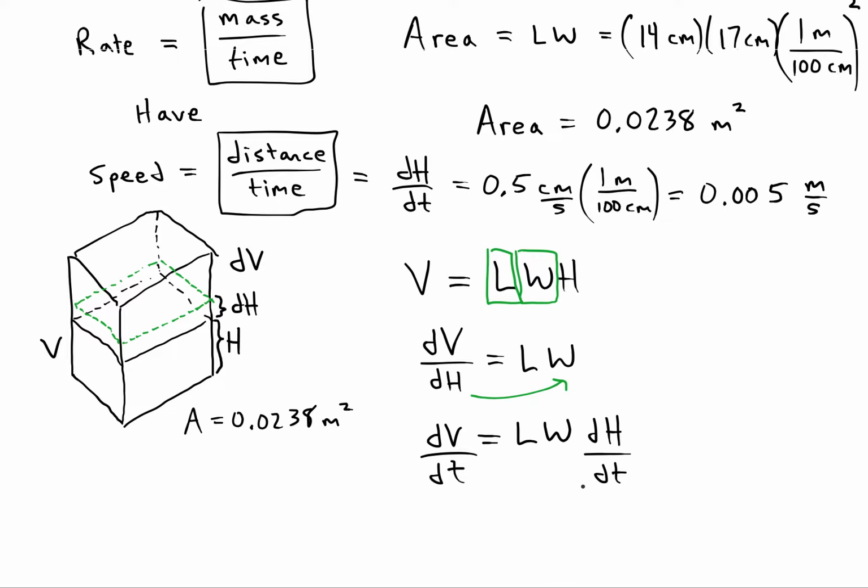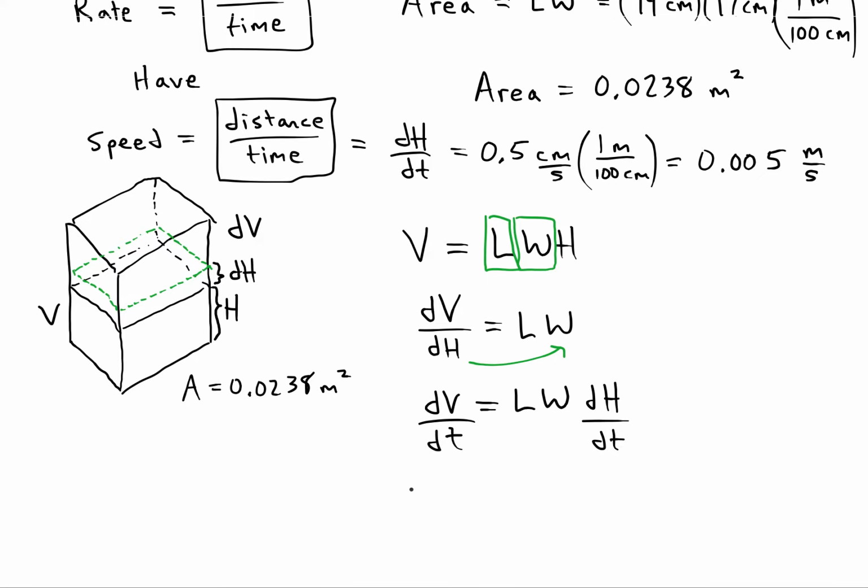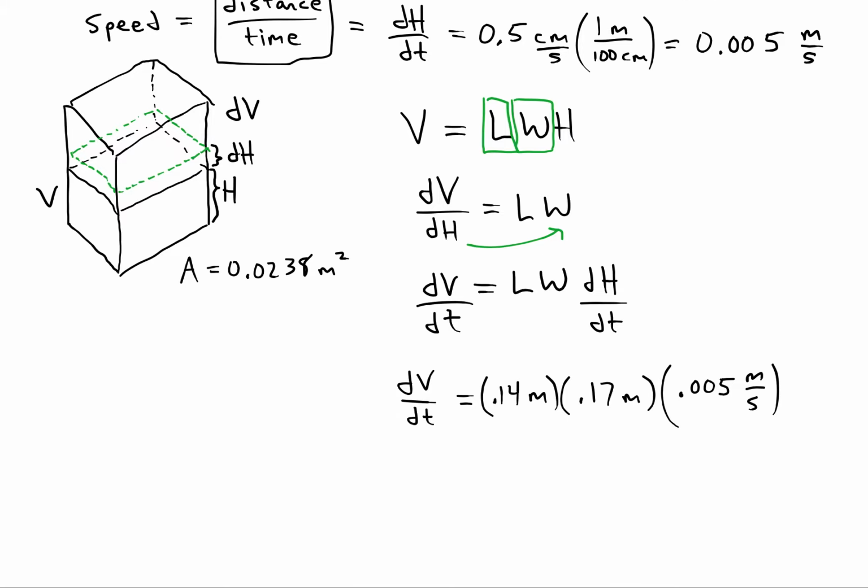Alright, so I know what the length is, I know what the width is, and I know what the speed of the rise of the candies is. So I can plug in. It was 14 centimeters, which is 0.14 meters, times 17 centimeters, and then times 0.005 meters per second. So let's see how the volume is changing with time then.